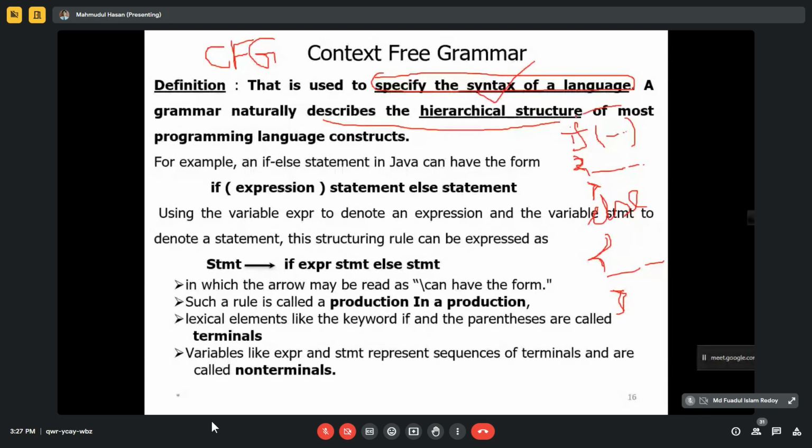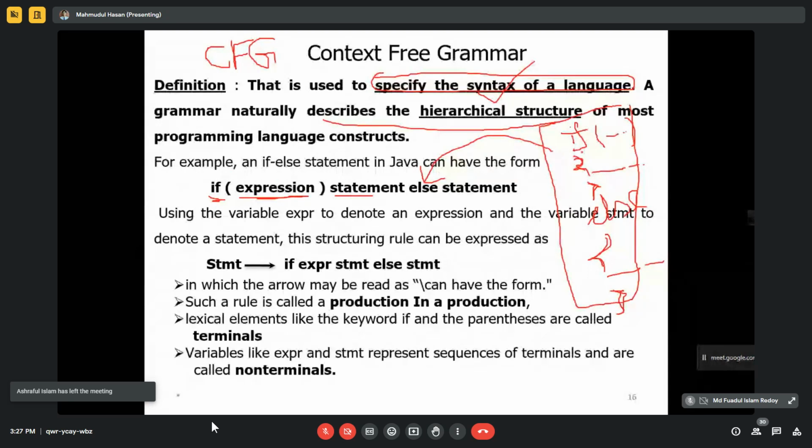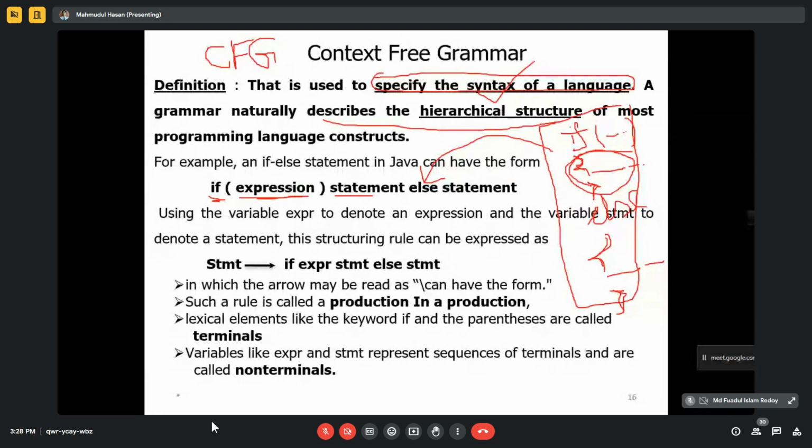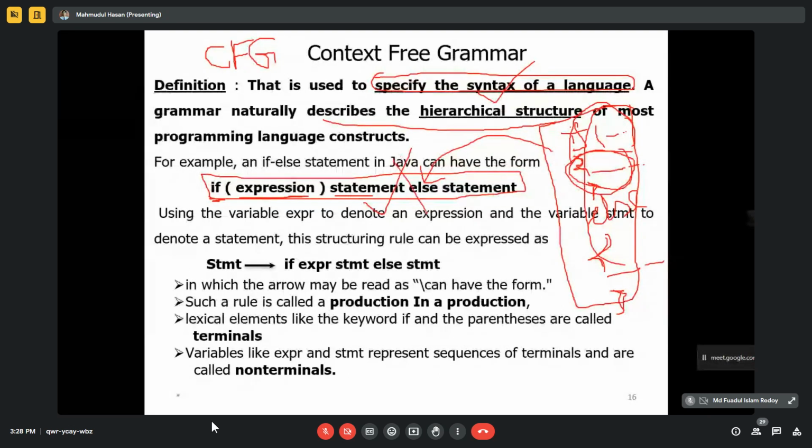So you can define the syntax of if-else like this. At first, if, then expression. You can consider a condition as expression. So if, then expression, then statement. Statement means that there can be multiple statements. Then else, then again statement. So you can write the grammar of this syntax by using this. So this is the grammar. If your source code doesn't follow this grammar, that means there is a syntax error.